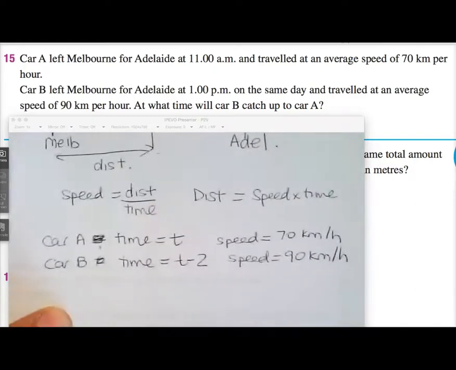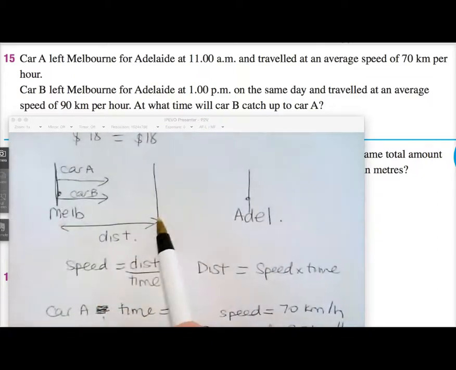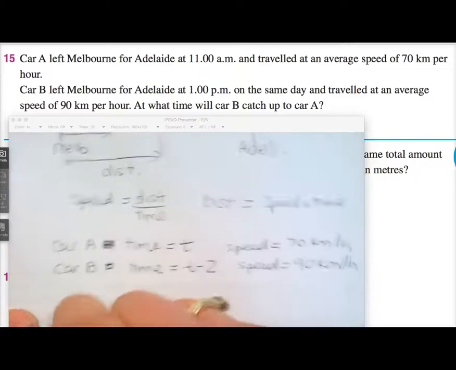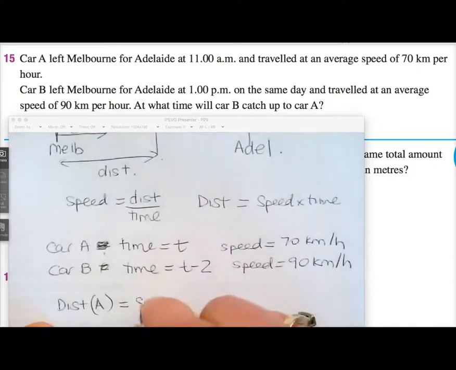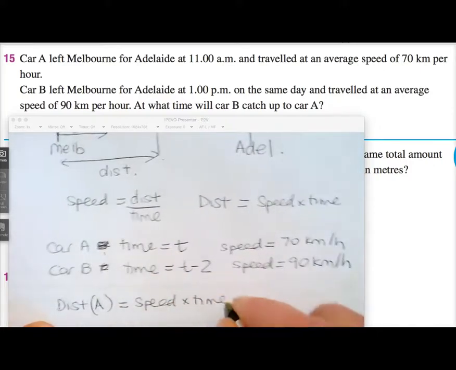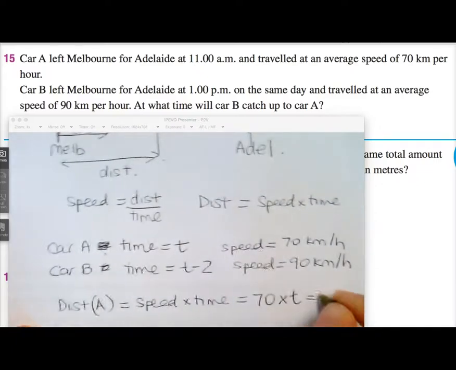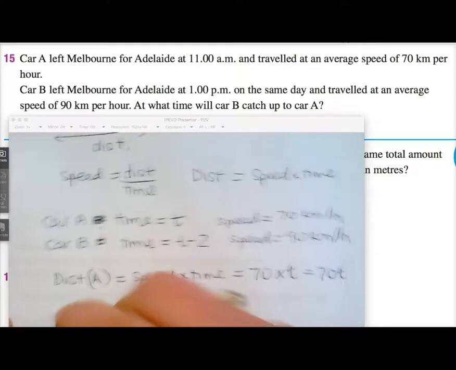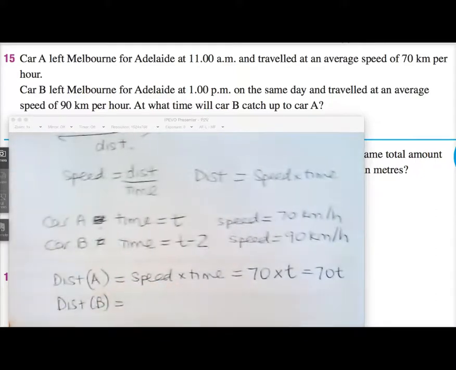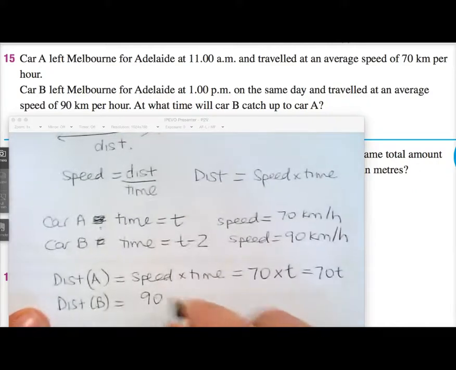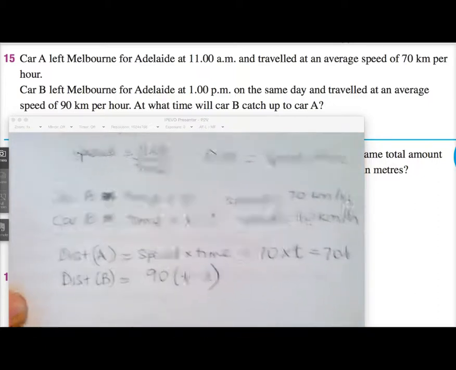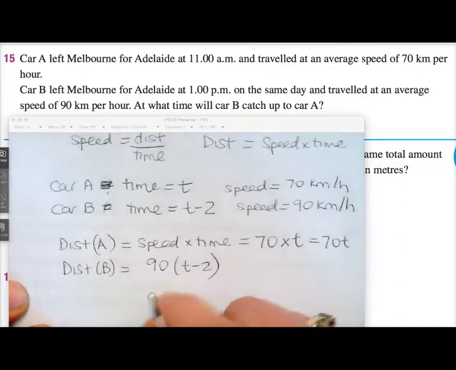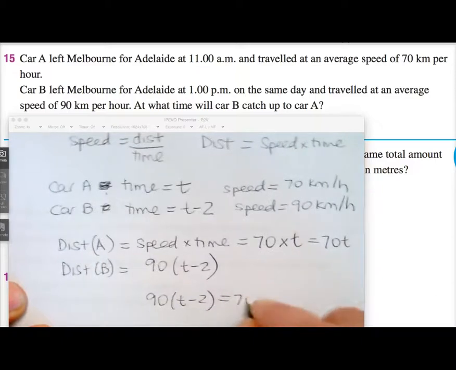For them to meet, they have to have travelled the same distance. So how do we do distance for car A? Distance for car A, isn't it speed times time? Speed times time, which is 70 times t, which is 70t. How do you work out the distance travelled for car B? Speed times time, again, which is, anyone? 90 times t minus 2. Now what do we do? Put them equal to each other. So 90 bracket t minus 2 equals 70t.